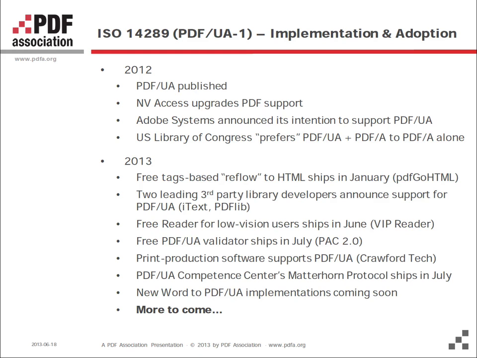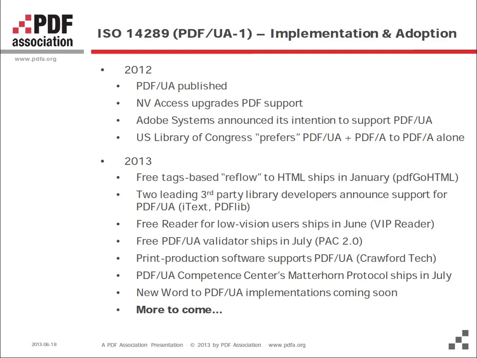In 2012, PDF/UA was published, and immediately we started, quite frankly, to see results. Adobe announced their intention to support it. One very important AT developer, NV Access, upgraded their PDF support in NVDA. The US Library of Congress in November of last year declared that PDF/UA plus PDF/A is preferable to PDF/A alone. In 2013, we've already seen a variety of developments that are very positive in terms of promoting accessible PDF.